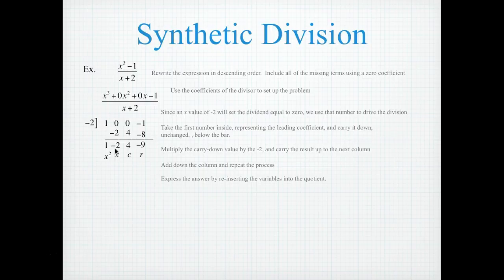So our quotient is going to be 1x to the second minus 2x plus 4. And then since our remainder is a -9, we're going to subtract 9 over x plus 2. X plus 2 represents the divisor. So there's our result. X squared minus 2x plus 4 minus 9 over x plus 2.